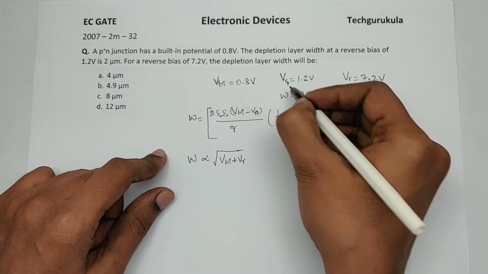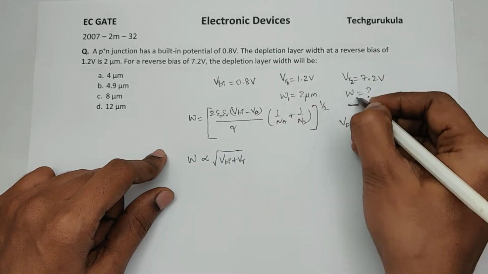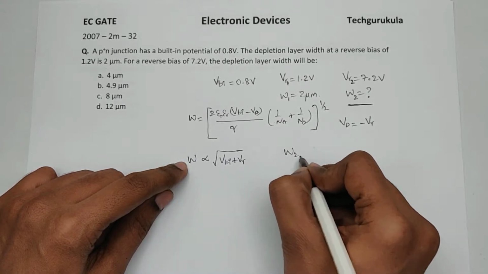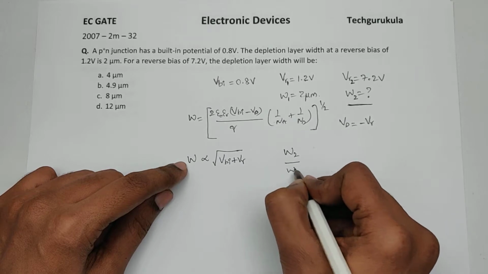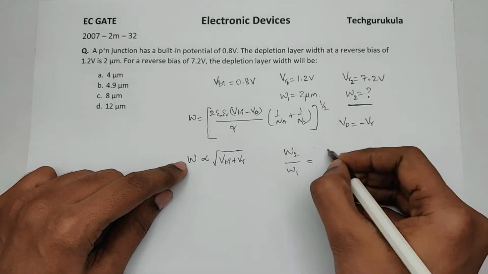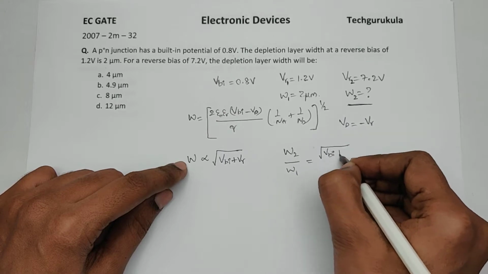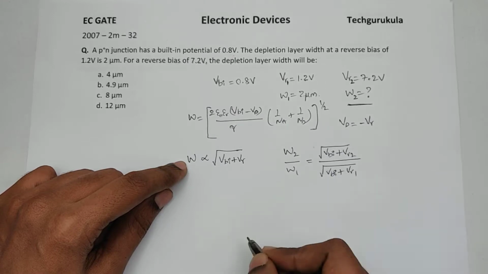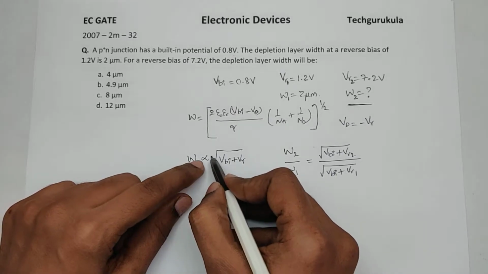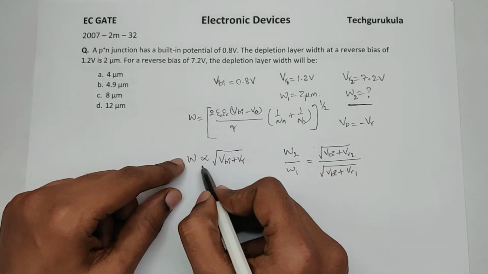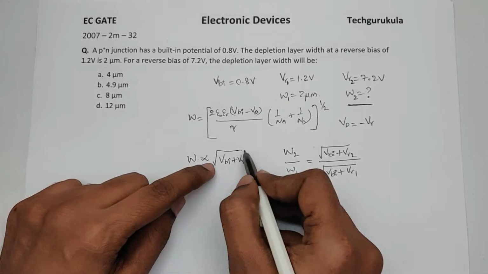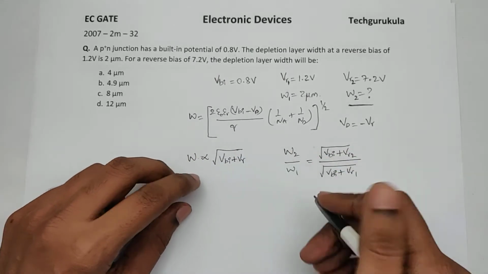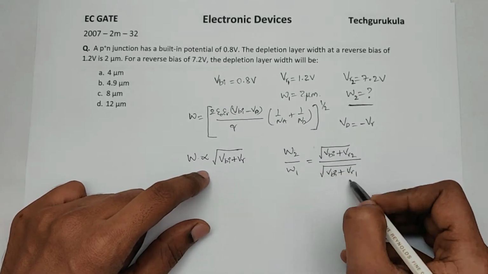Now this is case 1, VR1, W1, and this is VR2, W2. Since W is directly proportional to the square root of this, I can write W2 by W1 is equal to the square root of VBI plus VR2 divided by the square root of VBI plus VR1. Because if I take the same expression, there is a constant, say A, which gets cancelled. So I have just taken W2 by W1 here.